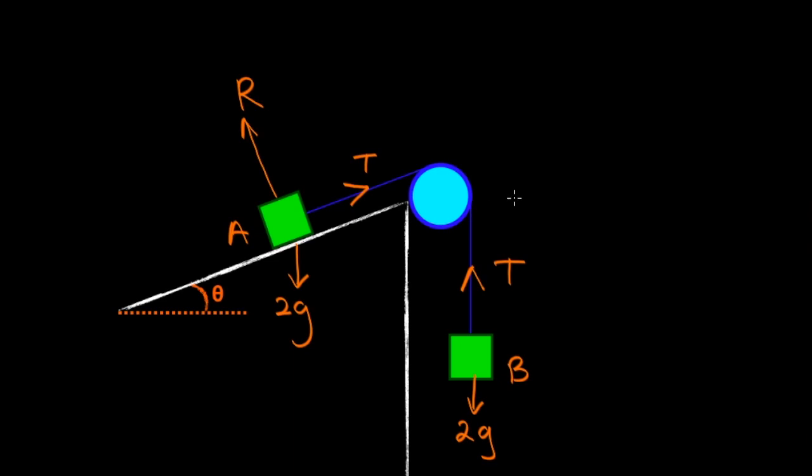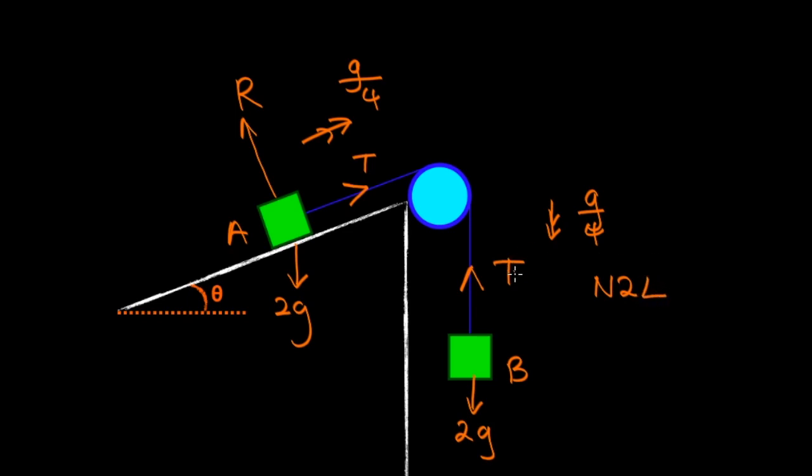We're also told that the acceleration of the system is g over 4. So B is accelerating down at a rate of g over 4 meters per second squared, and A is accelerating up the slope at g over 4 as well. We've been told to find the value of theta. Our first step is going to be to calculate the value of tension, and in order to do that, we're going to need to use Newton's second law.